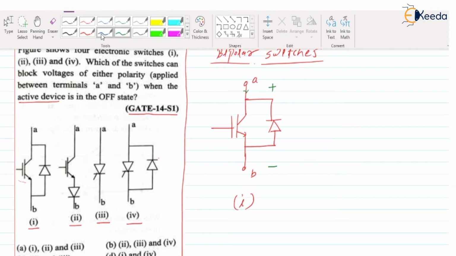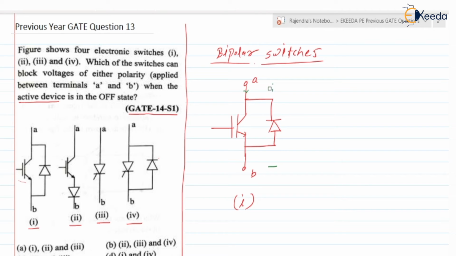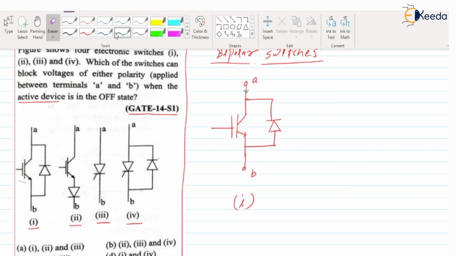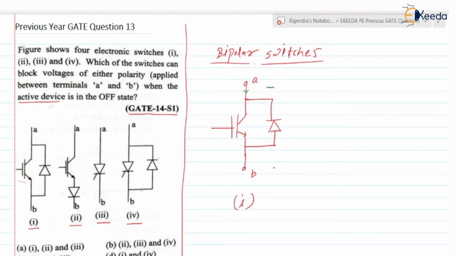Let us discuss for the reverse voltage. Reverse voltage means what? A is minus, B is plus. So the IGBT is in the off state means what? The IGBT will not allow the current from B to A, which means current will not flow through the IGBT.